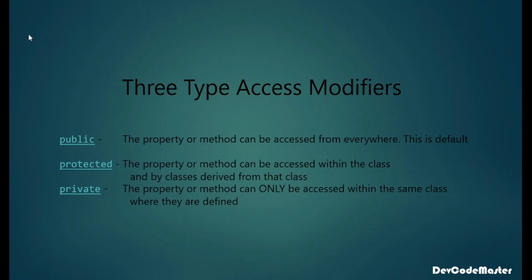The password output comes because a private property is accessed inside the class. Only inside the class is it accessible, and nowhere else. So this is another example. Public, protected, and private are the three access modifiers.